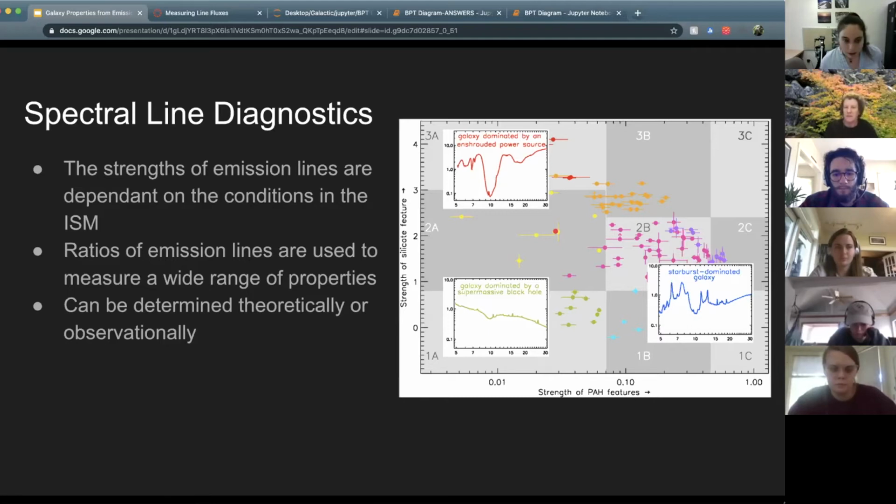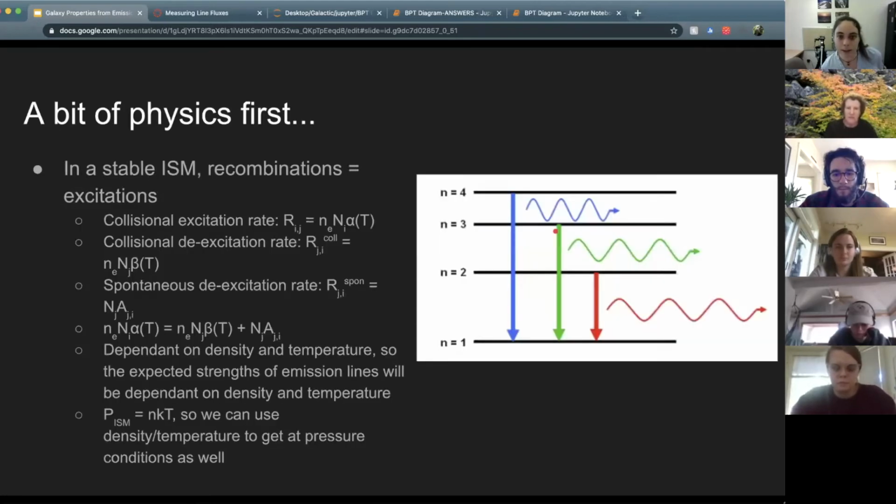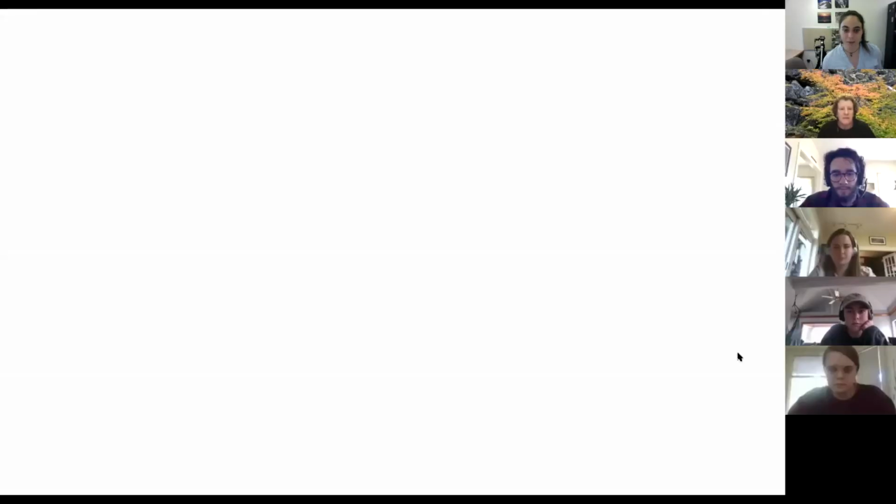Before we get into that though, we're going to do a bit of physics, and I'm going to stop my share for a second so I can instead get a whiteboard. I can attempt to do this by hand first, and then we'll talk through it as well.